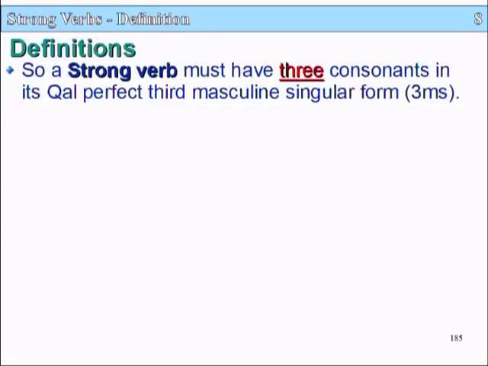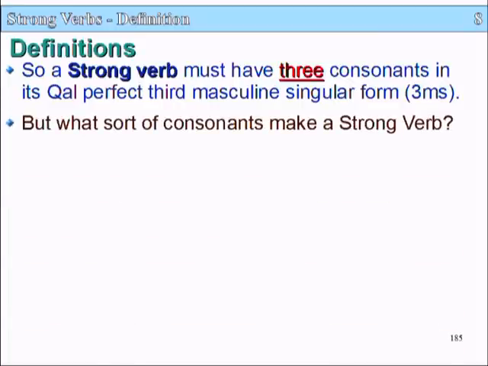Slide 185. Lesson 8, Strong Verbs, Definition. So let's continue with our definitions. We've already seen that a strong verb must have 3 consonants in its Kal perfect third masculine singular form, or 3ms. We saw that in the previous slide. But what sort of consonants make a strong verb?